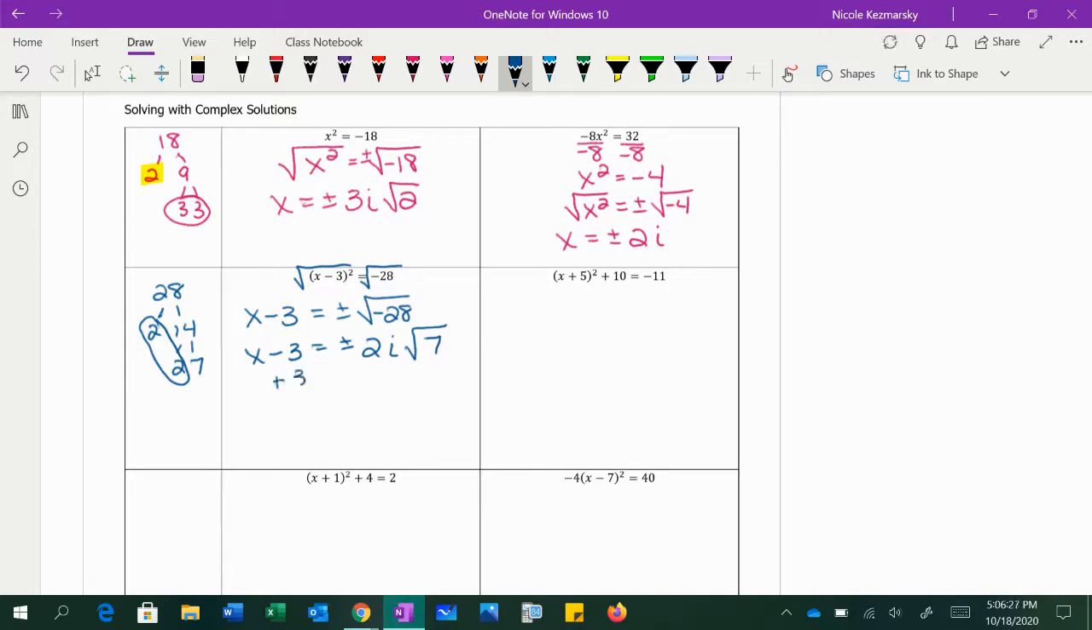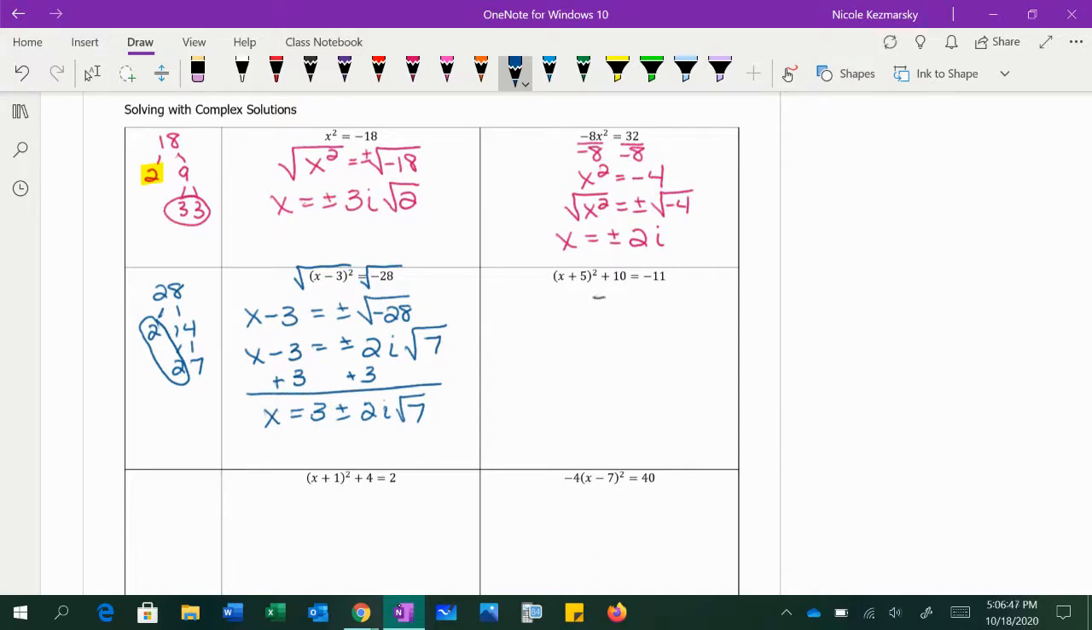Then I'm going to add this last 3. And remember that last number that we add goes in front of the plus or minus. So I'm going to do 3 plus or minus 2i square root of 7.